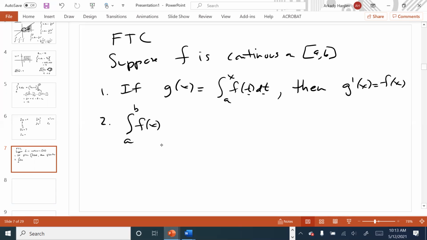Sorry, Mr. Montier, on the second part of g prime of x, are those both x's in the parentheses, or is it f of t again? X and x. Okay, thank you. Yeah, because this little top value gets plugged into our function. The second one is this concept of, we just have to plug in the endpoints from each other and subtract.